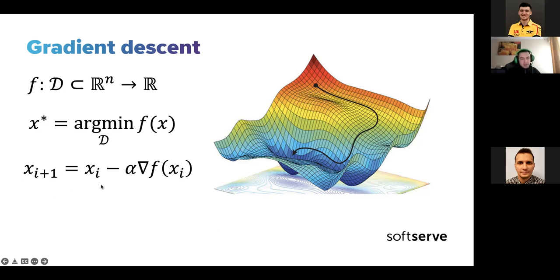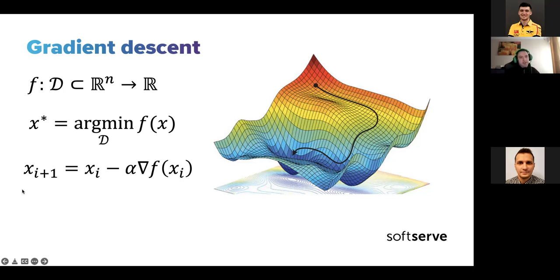And then just build the iteration process. Next x will be created based on the previous one by using this formula. In this formula, xi is the previous x. Nabla f is the value of the gradient in this point, and alpha is something called the learning rate in neural networks. This is a special coefficient which controls how fast you can converge to the optimal value.